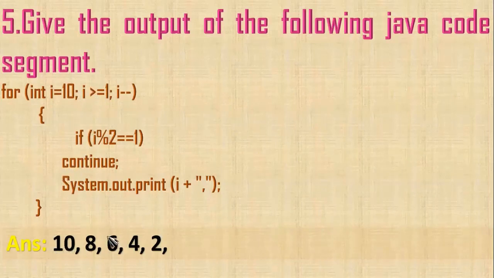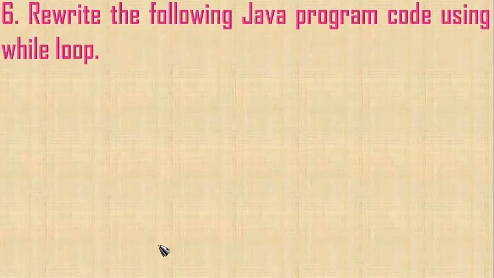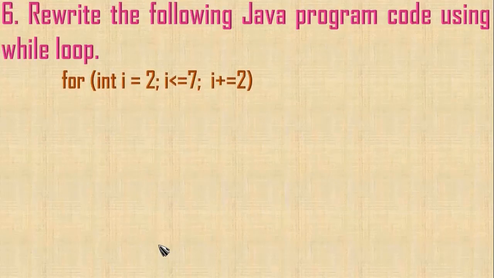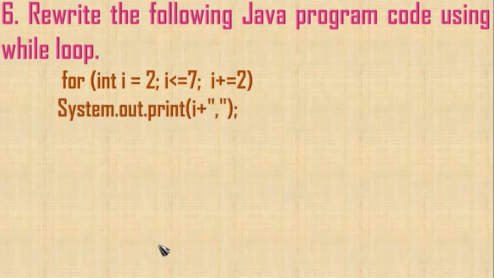So it will stop. So here how many times does it get executed? It will get executed 10 times. But the printing happens only 5 times. Next, rewrite the following Java program code using a while loop. for int i = 2, i is lesser than or equal to 7, i += 2. So it is printing i and then a comma with that.